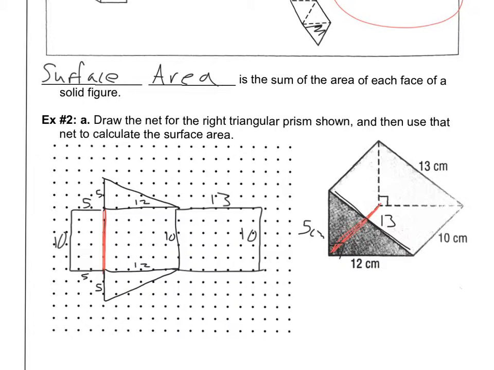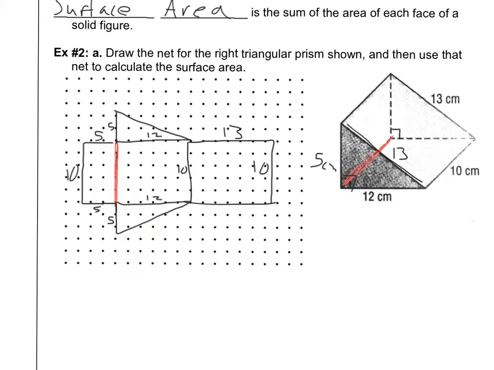All right, so now we've got this thing all unfolded. We got the net of this figure. And so now what they want us to do is use that to calculate the surface area. Well, the surface area is just all these parts added up.